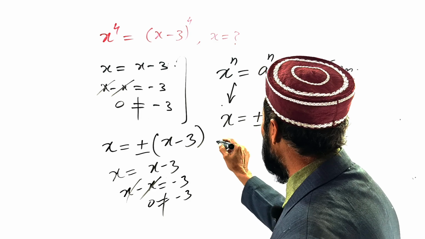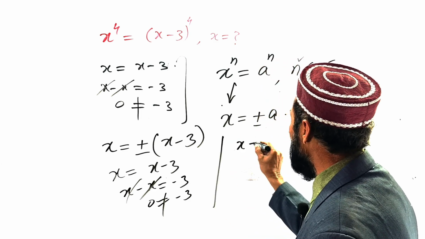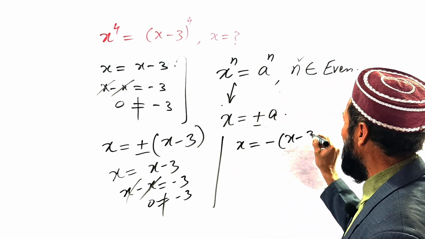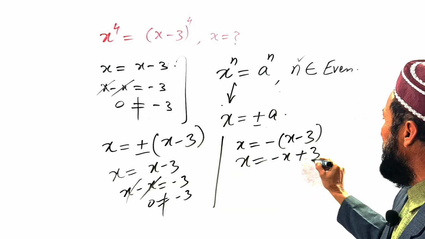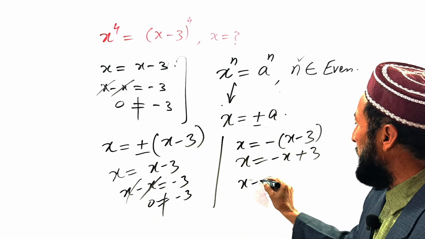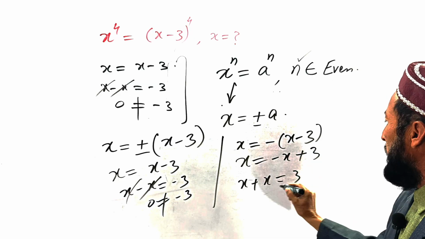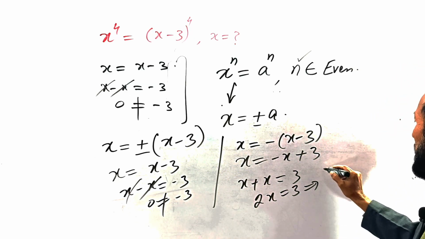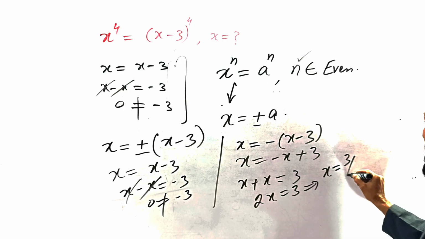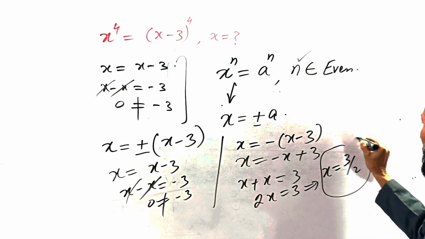But in the second form, x is equal to minus (x minus 3). So x is equal to minus x plus 3. Now x plus x is equal to 3, so 2x is equal to 3, and dividing both sides by 2, we get 3 by 2 as the solution of this question.